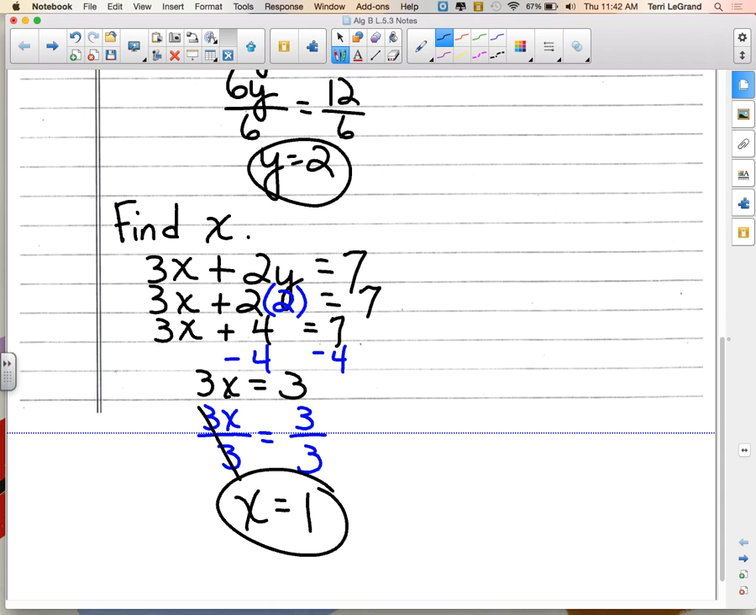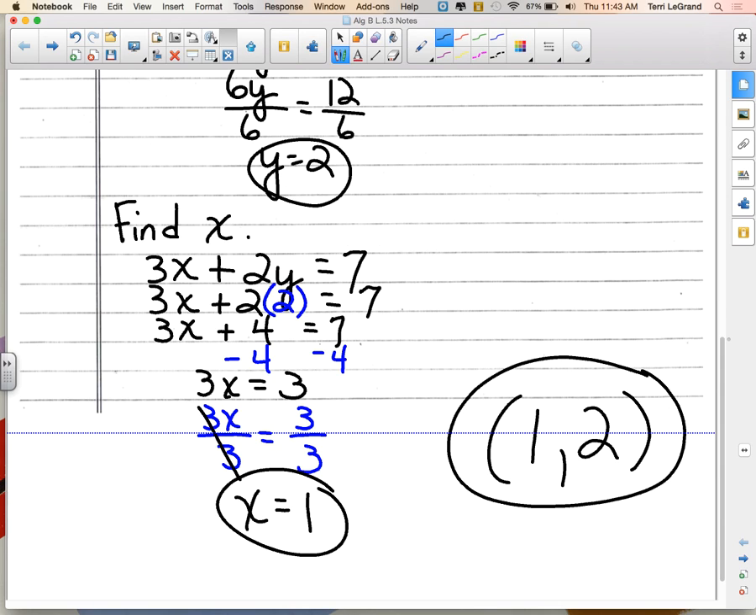What'd you get? 1. There you go. That means I'm right. Hey, what's our final answer? 1, 2. Ordered pair 1, 2. Even though we solved for y first, it's not first in our ordered pair, is it? No. So ordered pair 1, 2. Do you like it? Me too.